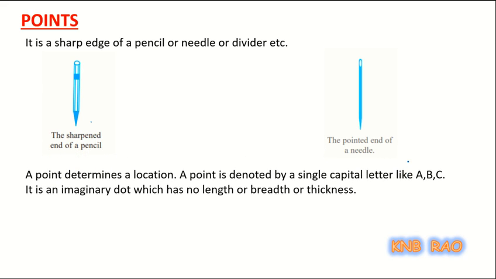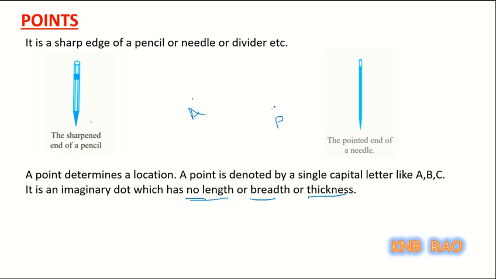A point determines a location. It determines the location. A point is denoted by a single capital letter. If I am showing a point like this, I will name with some letter. Let's say this is point A, this is point P, like this. Then it is an imaginary dot which has, very important, no length or breadth or thickness. Now can you see, children, this point?